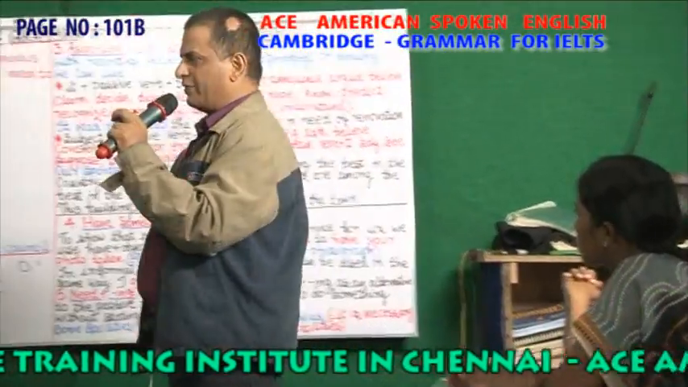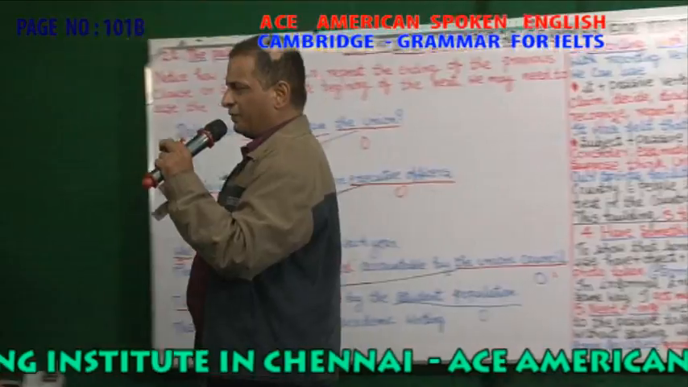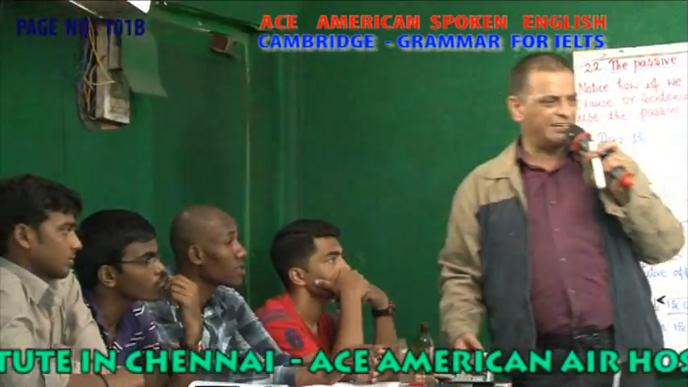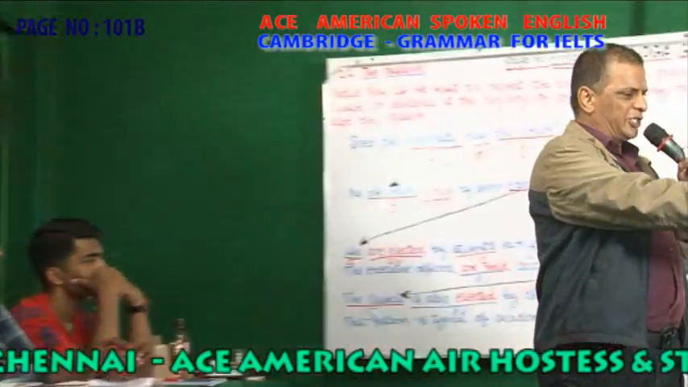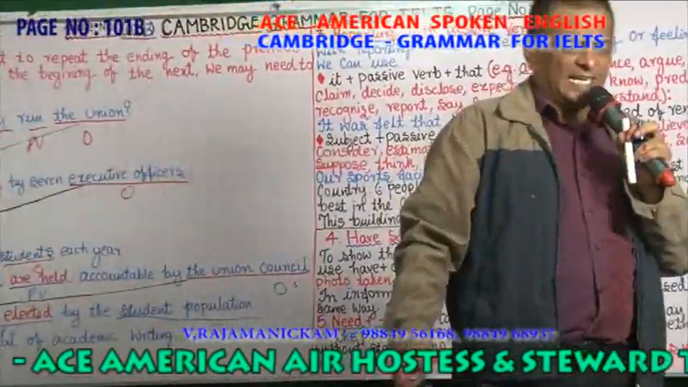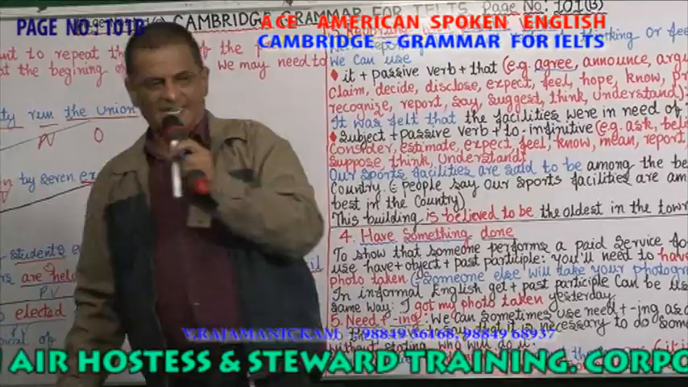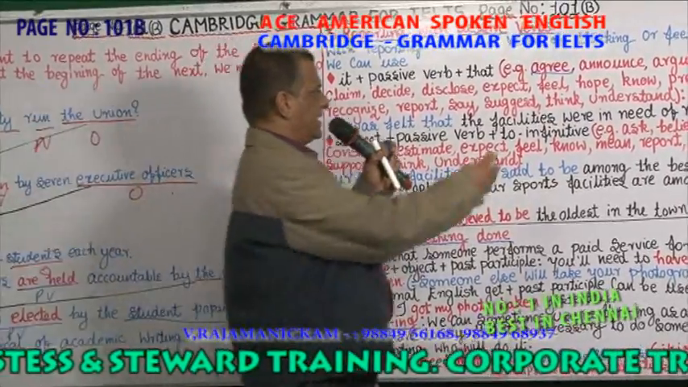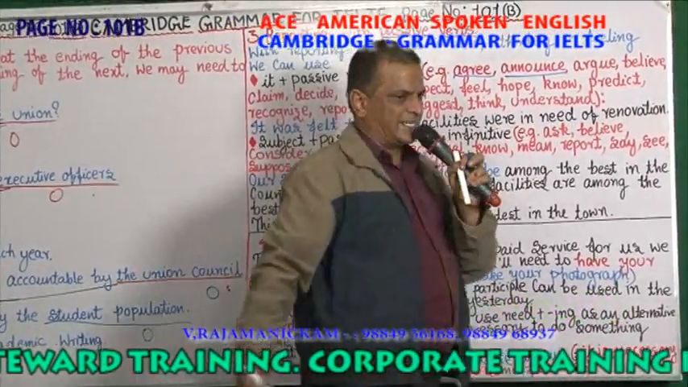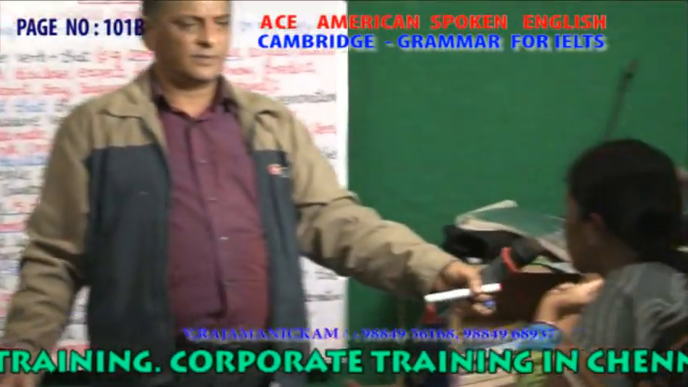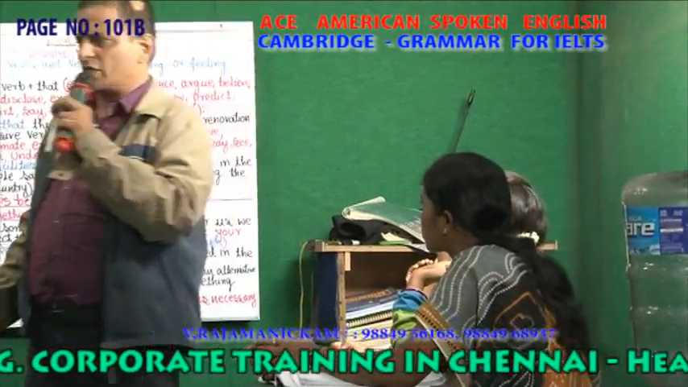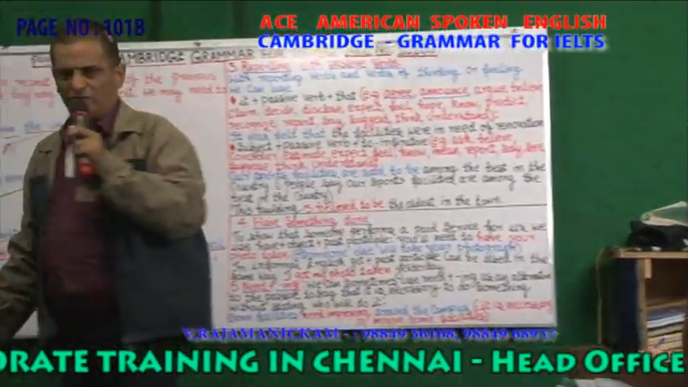It is agreed that everybody should pay the fees before 5th of this month. It is agreed that everybody should come in colorful dresses tomorrow. It is agreed that we have to go for a picnic tomorrow. Right? It is agreed that. So next, it is announced that. Can you form a sentence? It is announced that tomorrow will be a holiday.